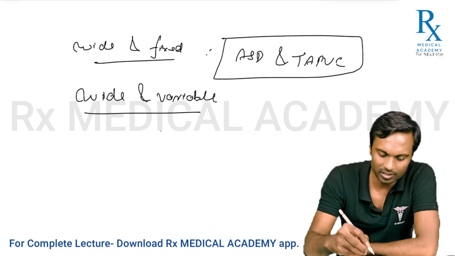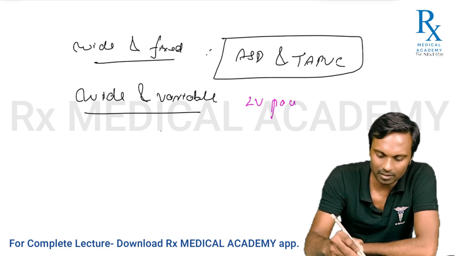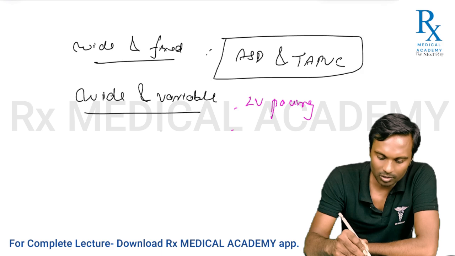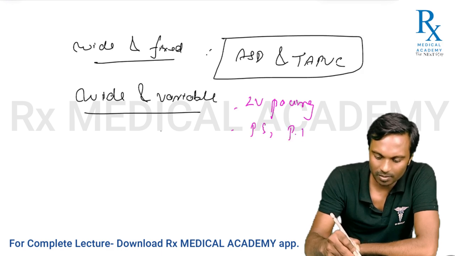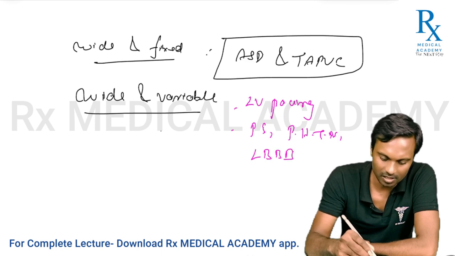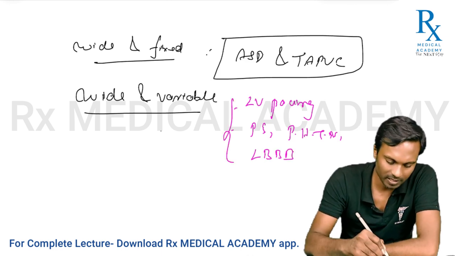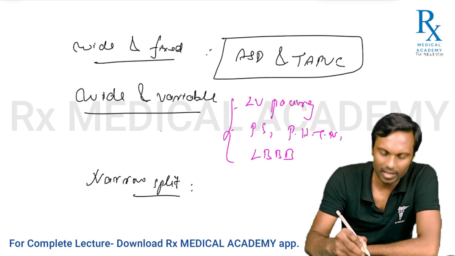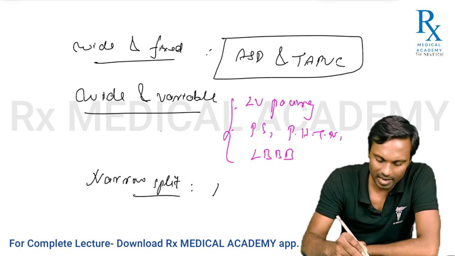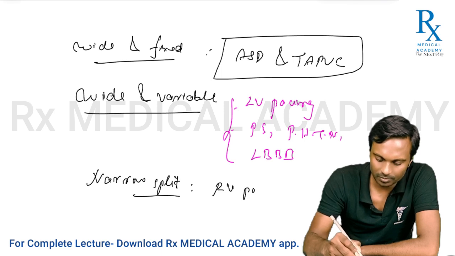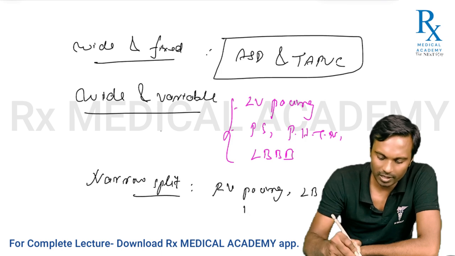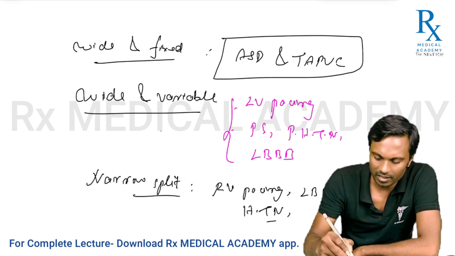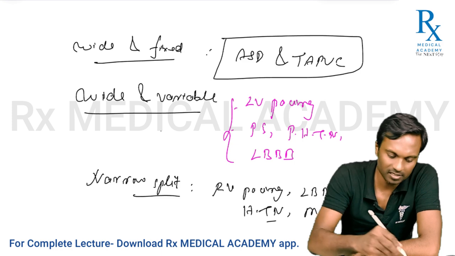So now we are left with only left ventricular pacing. Okay, then on the other hand you have pulmonary stenosis, pulmonary hypertension, left bundle branch block, etc. Okay, and what about narrow splitting? In narrow splitting we have already discussed that you can have right ventricular pacing, left bundle branch block, you can have hypertension, right? You can have mitral regurgitation, etc.